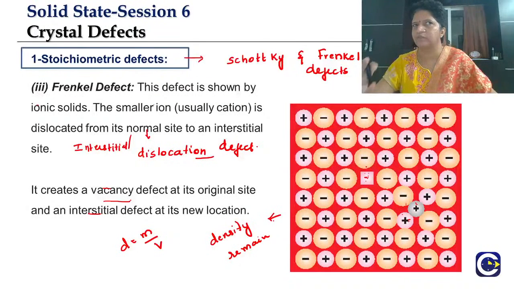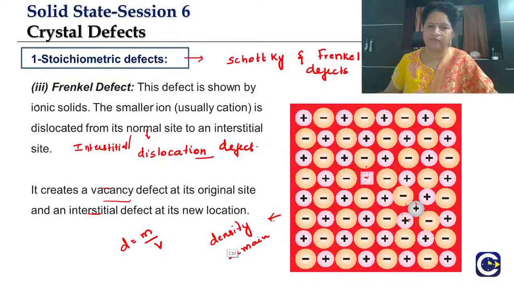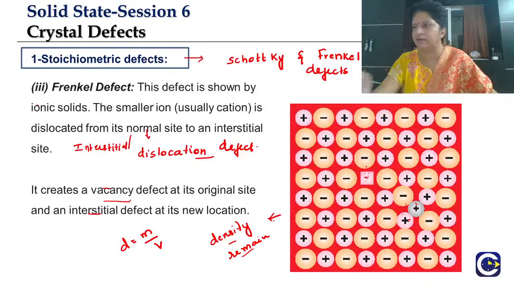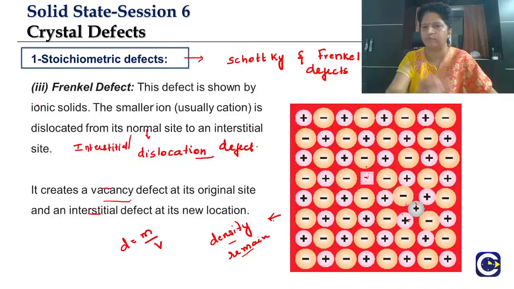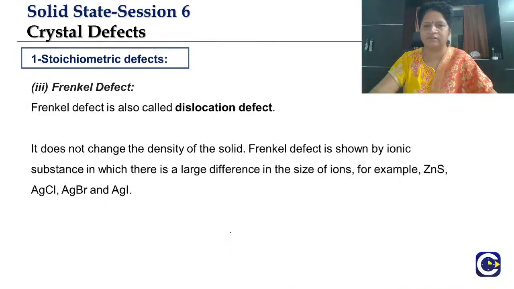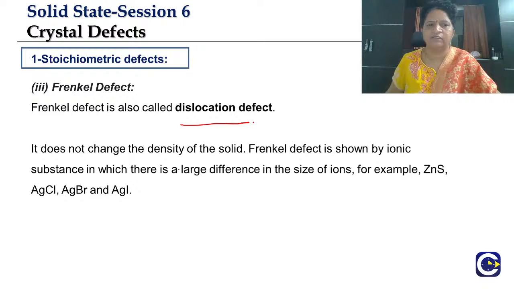Take a classroom with the students. You are changing your place from one place to the other. Do you think the mass is changing? The density will remain the same when a lattice point is moving from its crystal lattice to some other crystal lattice. So in the Frenkel defect, what is happening? One of the lattice points, generally a smaller ion, the cation, moves from its place to some other place. As I said, the Frenkel defect is also called a dislocation defect.